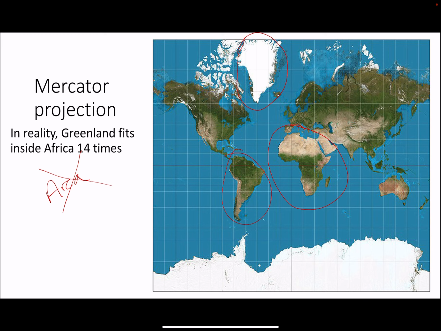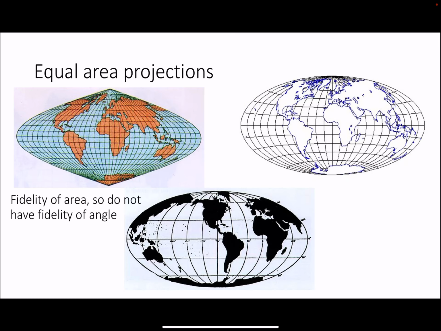So this map is useful for navigation, right? Like if you sail from Cape Town along this line, you will indeed hit that part of Antarctica. But if you then go on to sail, let's say you use the lines, you sail due west and then you sail due north and you run into Greenland, you might be really shocked by how small it is in reality. All right, so that's not a great projection in that sense.